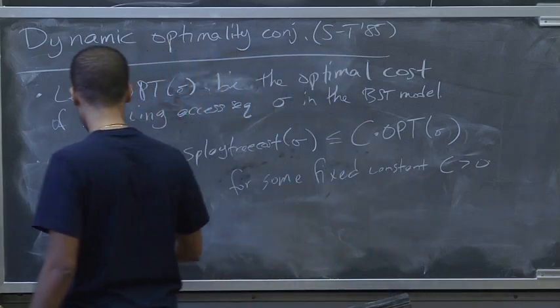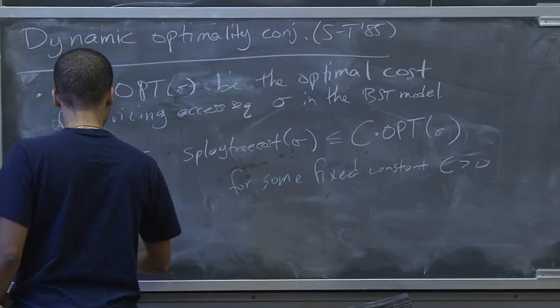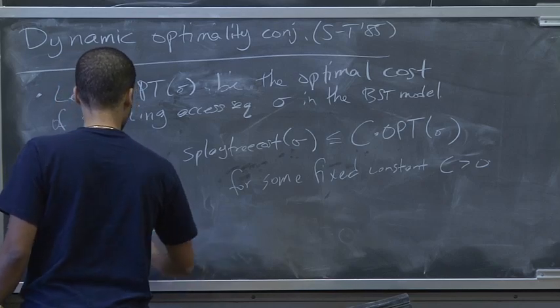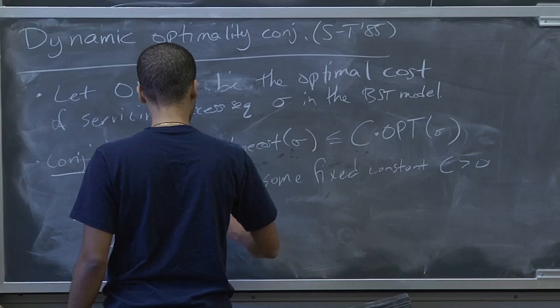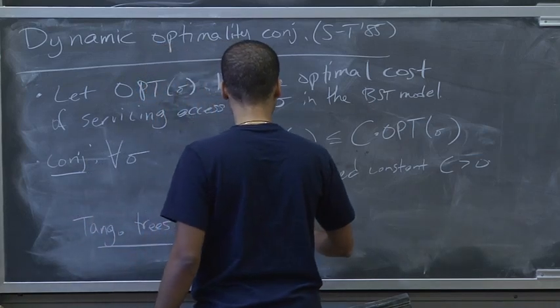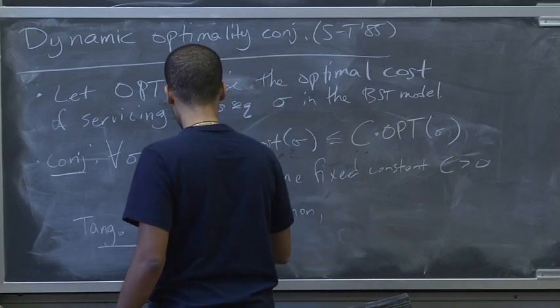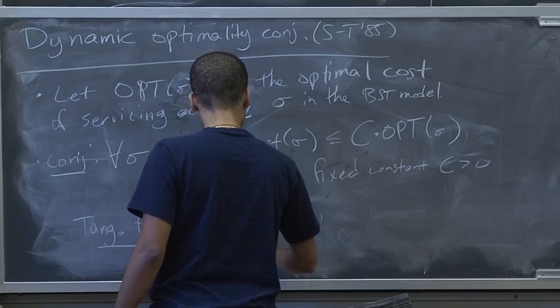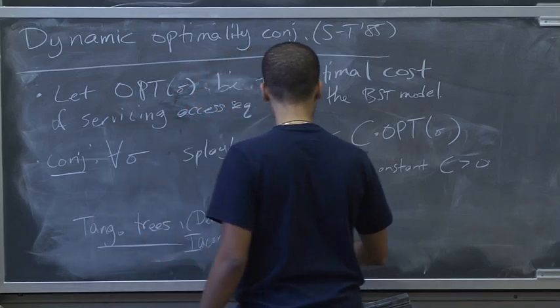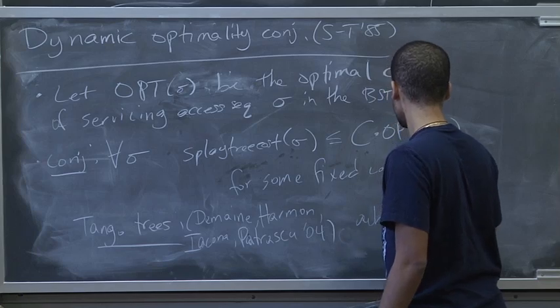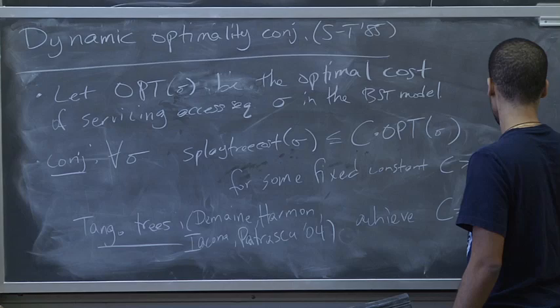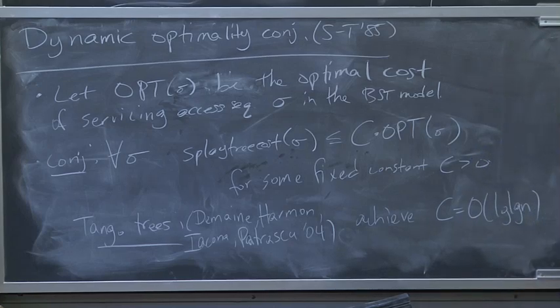There was a data structure, Tango trees. This is due to Demaine, Harmon, Iacono, and Patrascu. This is in 2004. They achieve c being O of log log n. So these are not splay trees.